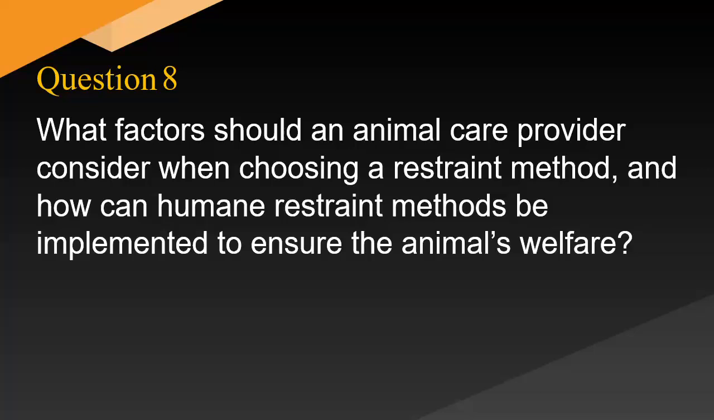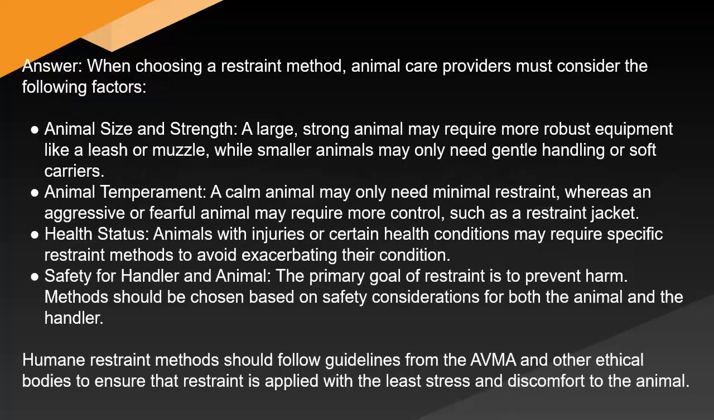What factors should an animal care provider consider when choosing a restraint method, and how can humane restraint methods be implemented to ensure the animal's welfare? Answer: when choosing a restraint method, animal care providers must consider the following factors: animal size and strength. A large, strong animal may require more robust equipment like a leash or muzzle, while smaller animals may only need gentle handling or soft carries.